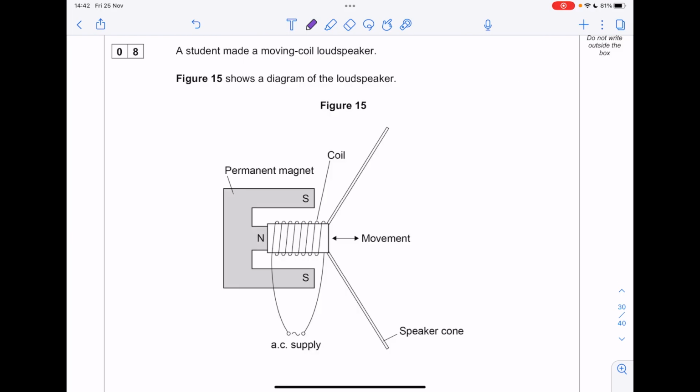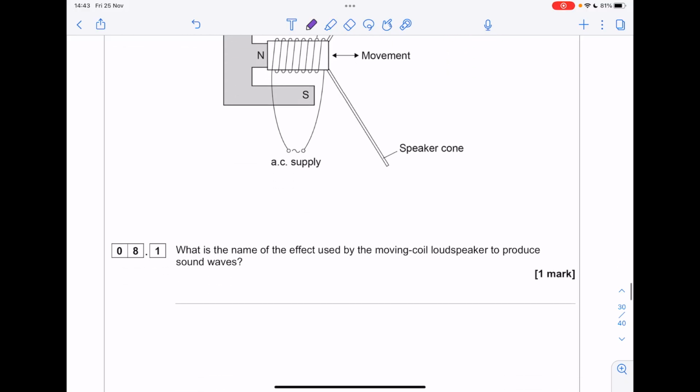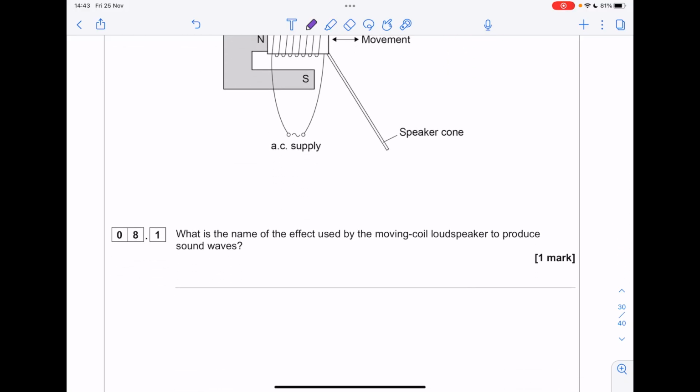A student made a moving coil loudspeaker. Figure 15 shows the diagram of the loudspeaker. Oh, I know this question is going to be about the motor effect. What is the name of the effect used by the moving coil loudspeaker to produce the sound waves? Woohoo! Motor effect.